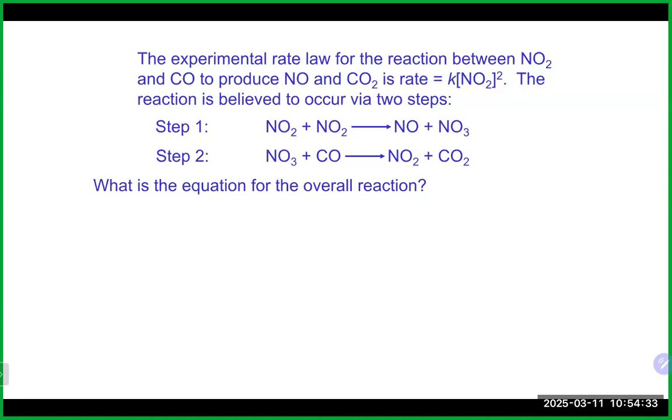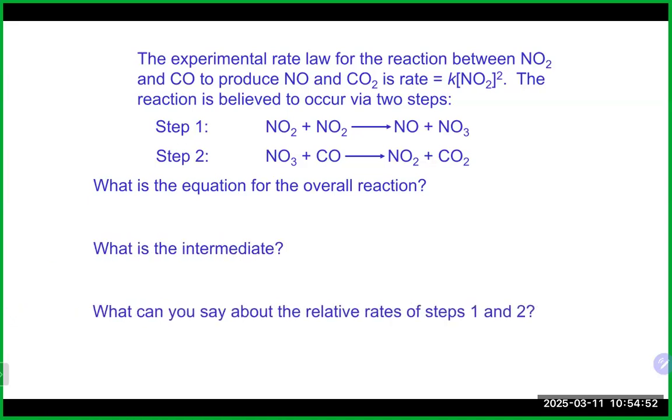So let's take a look at a couple of things here. We want to know, for example, that the experimental rate law for this reaction was found to be the rate is equal to k times the concentration of NO2 squared. The reaction is believed to occur in these steps here. Why don't you take a moment, see if you can answer these questions. We want to know what is the overall reaction, what are the intermediates in this reaction, and what can we say about the rates of 1 and 2. So take a few moments there to see what you come up with for some of these, and we'll talk about it.